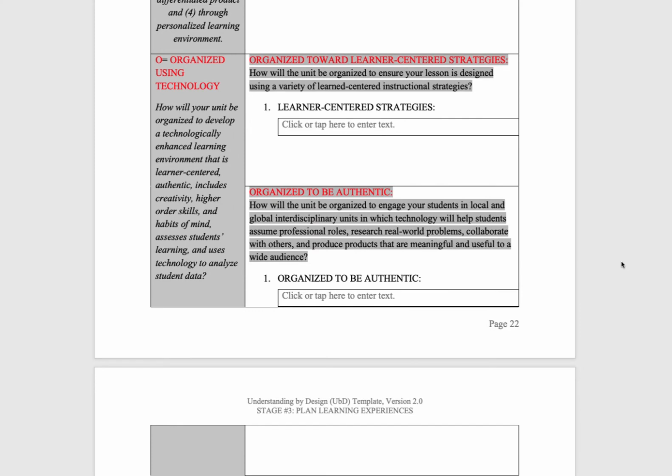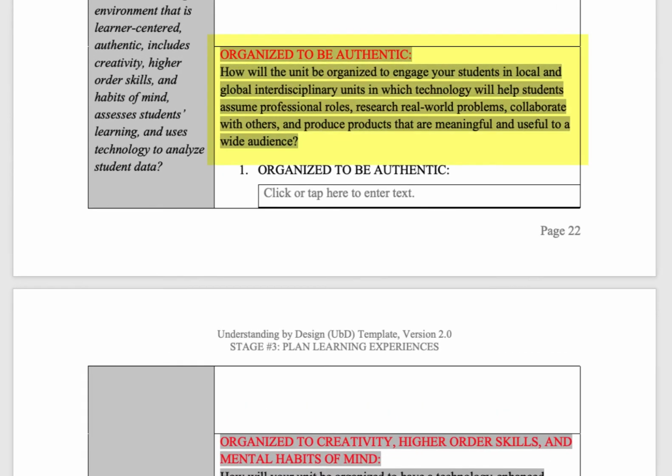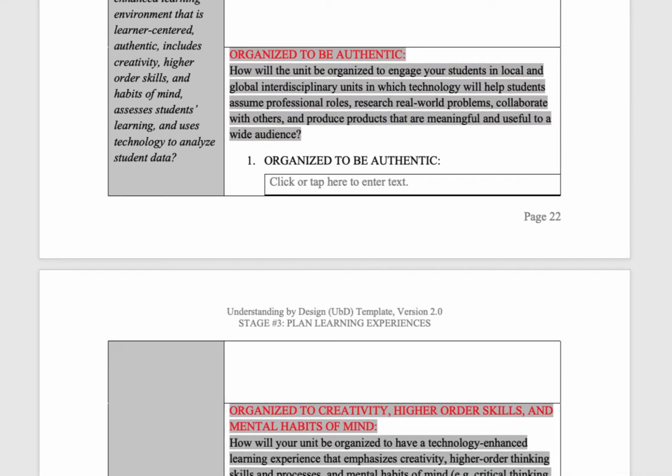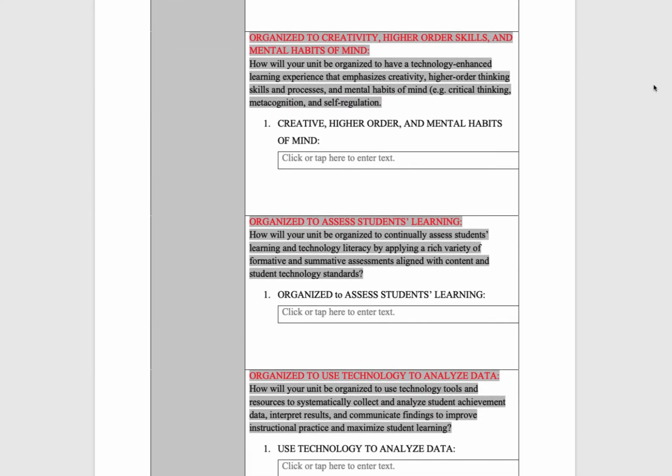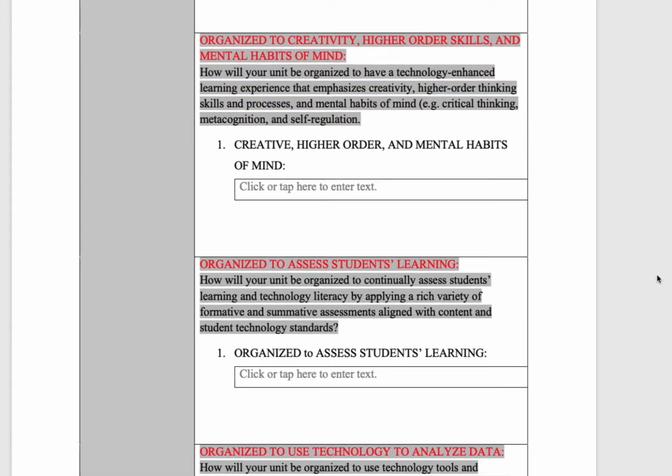The O in WHERE TO explores how the unit can be organized using technology. Here we will list how the unit is organized to be authentic, meaning how will the learning be transferred to real-world experiences and problems. Here we will list how the unit will be organized to use higher order skills. So not just remembering or understanding, but how will the unit ask students to analyze, evaluate, and create?